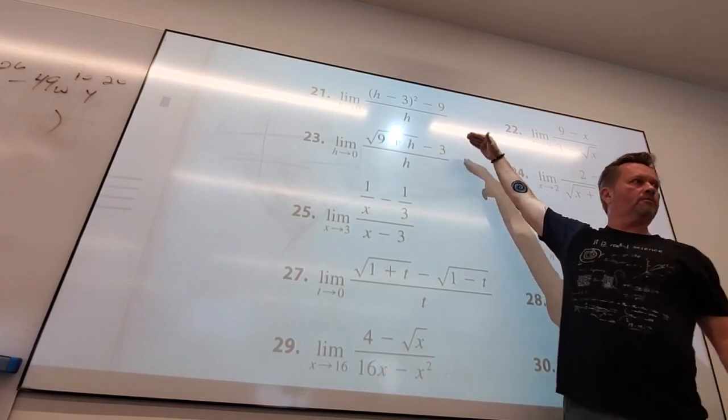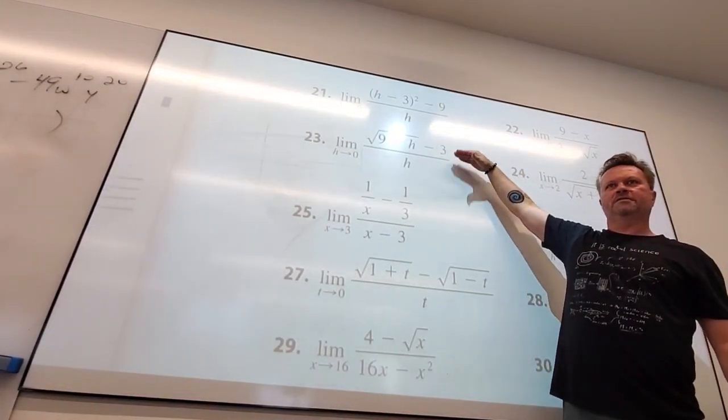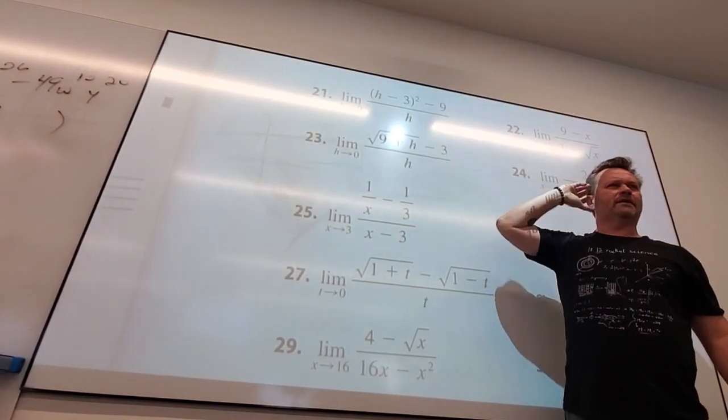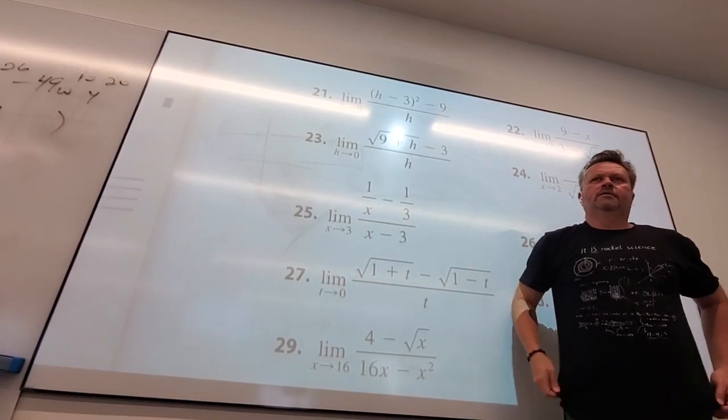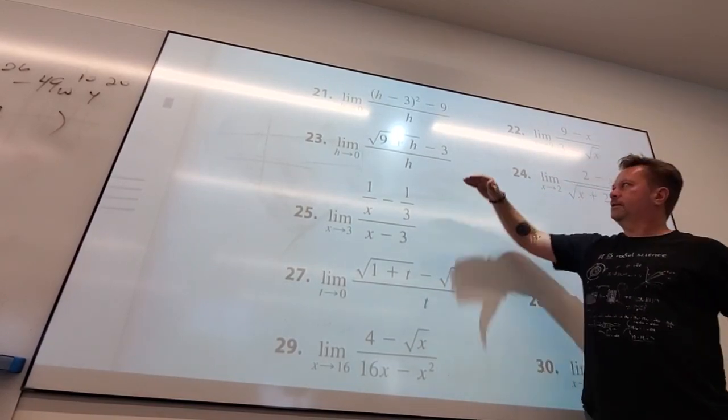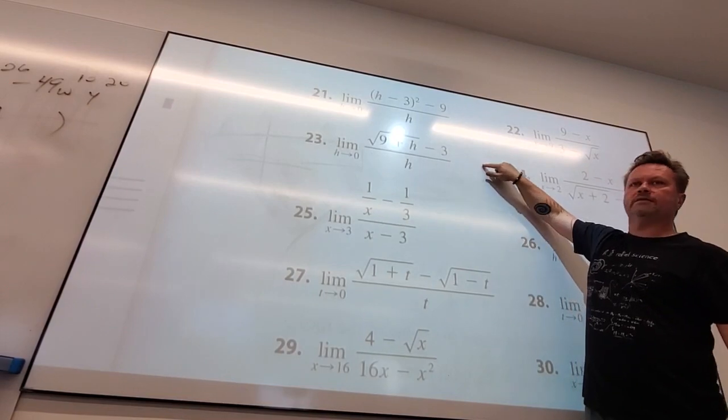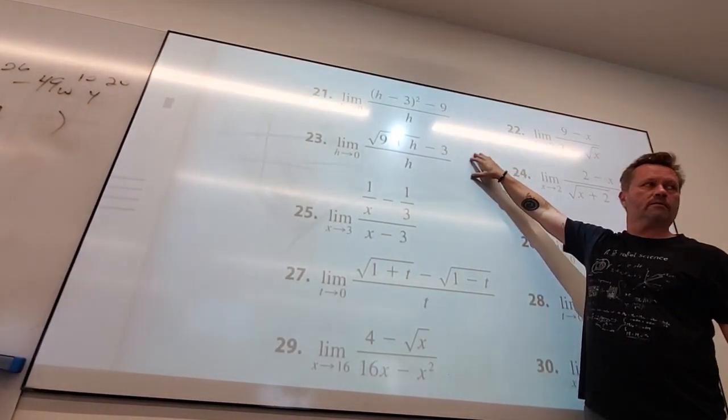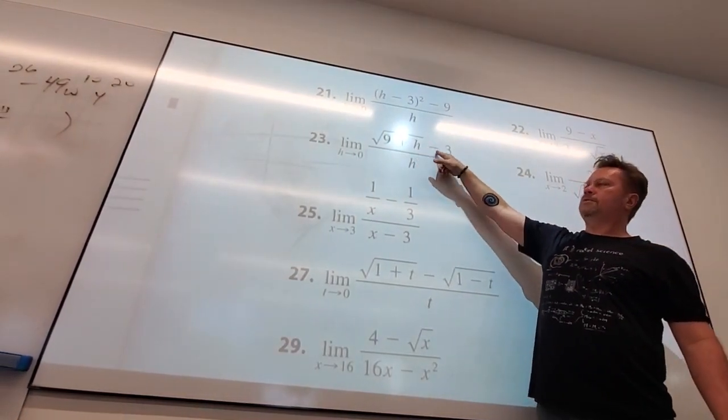Multiply by the conjugate. I don't want to say conjugate the top, because then it sounds like we're in Spanish or something. Or French. Conjugate your verbs. What would you multiply the top and bottom by? Square root of 9 plus h plus 3. Is that cool?